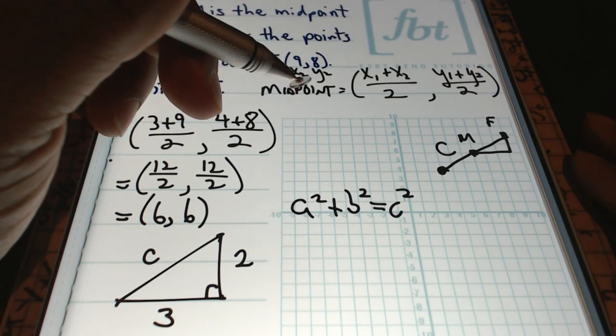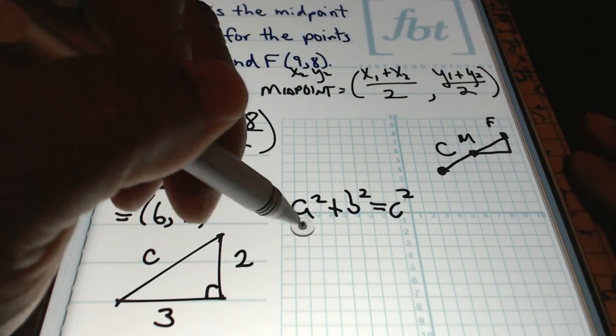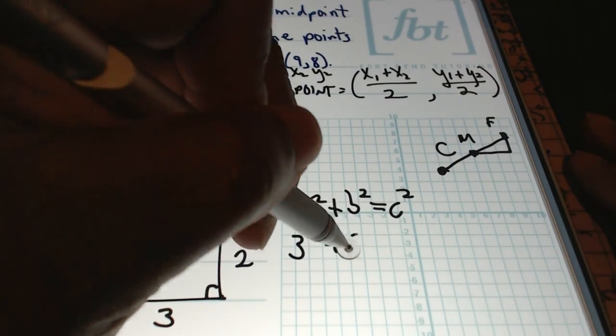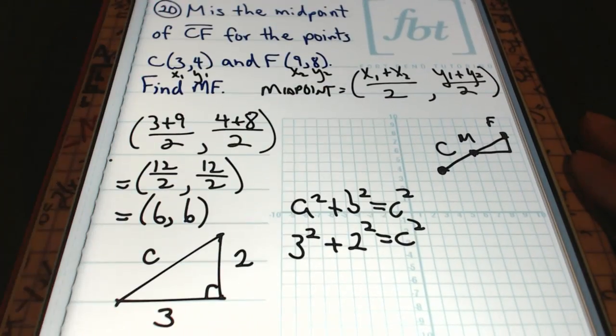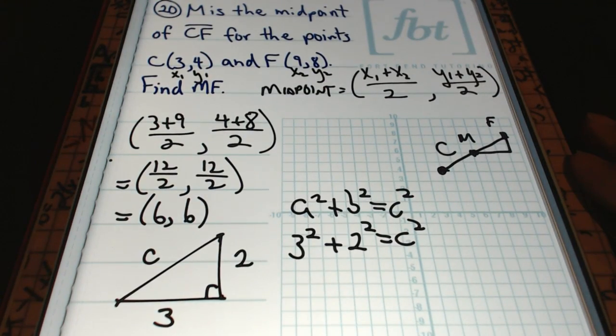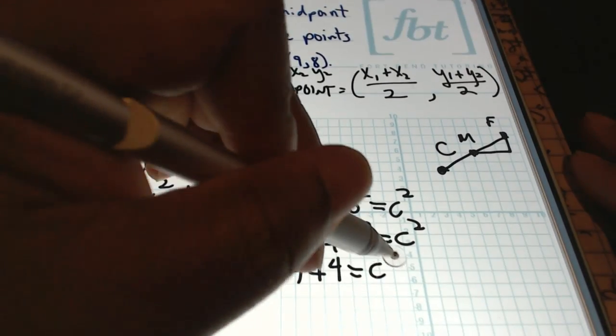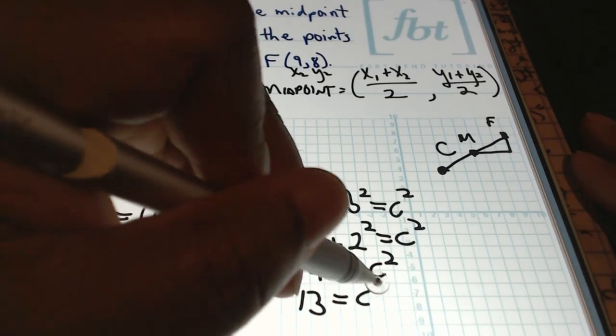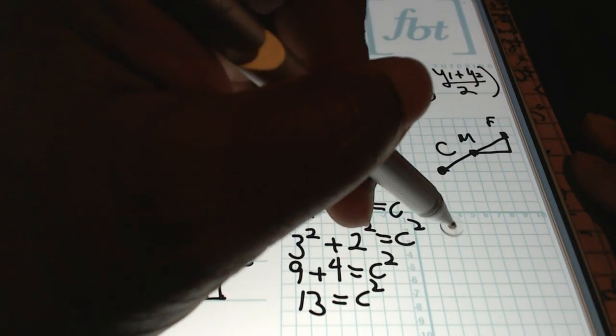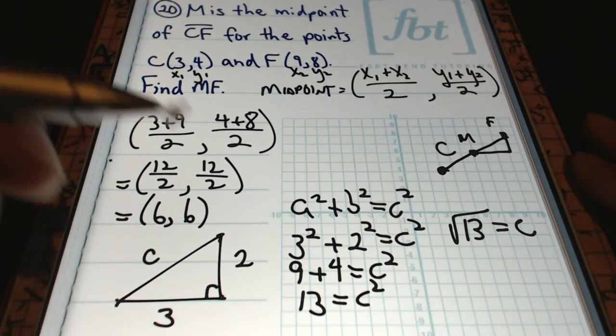All right. So plugging this in, then we'll have 3 and 2. So that's going to be 3 squared plus 2 squared equals c squared, like so. And then we'll have 9 plus 4 equals c squared. So then 13 equals c squared. And so now you'll have the square root of 13 as your result. That's the distance for MF.